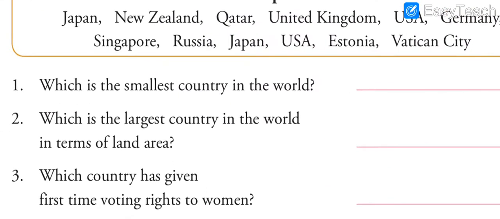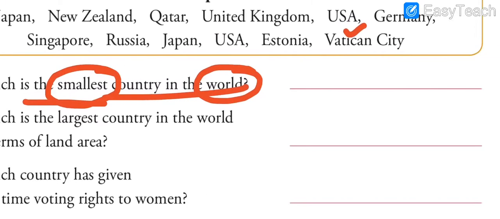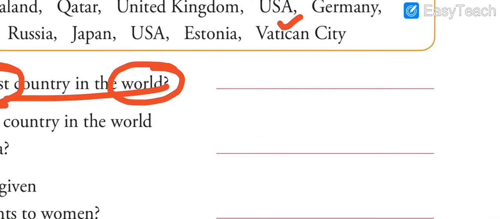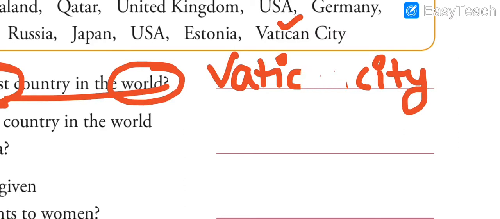The very first question says, which is the smallest country in the world? The smallest country in the world is Vatican City. So what you have to do is write the answer in the given space. Vatican City is the smallest country in the world. I'll just write it clearly.